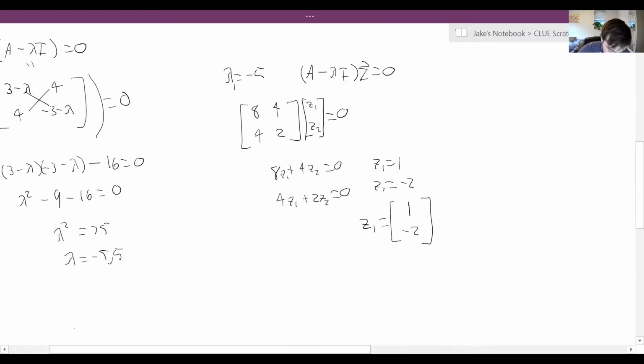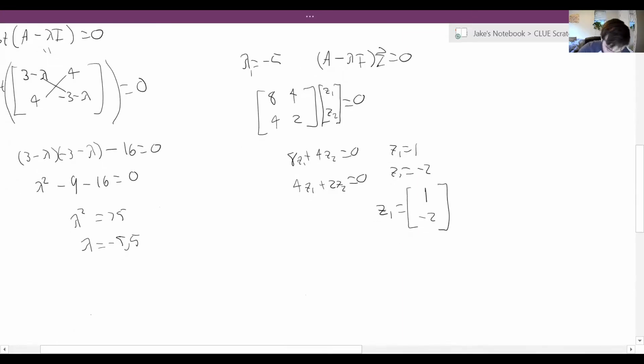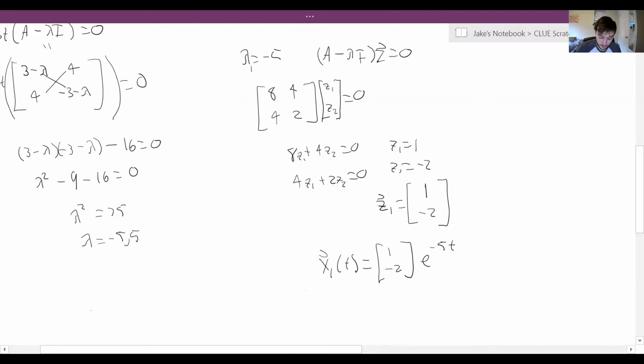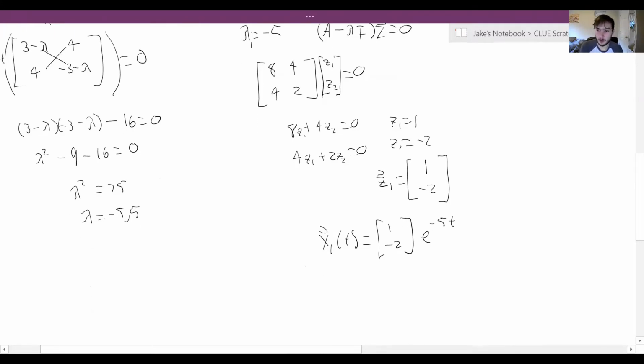So great, we've done all this work, but it's paid off because, remember, I told you x1 was just this z1. So in this case, it's 1, negative 2, times e to the corresponding lambda, which was negative 5, t. So what we found here is a solution to our linear system. Remember, we want a general solution, so we have to do this again.